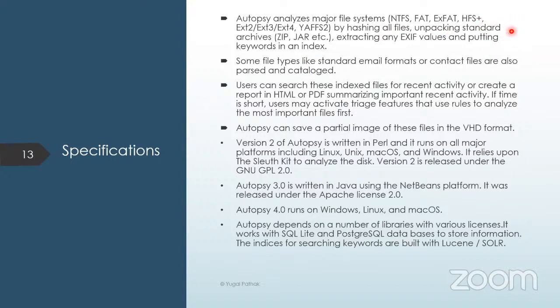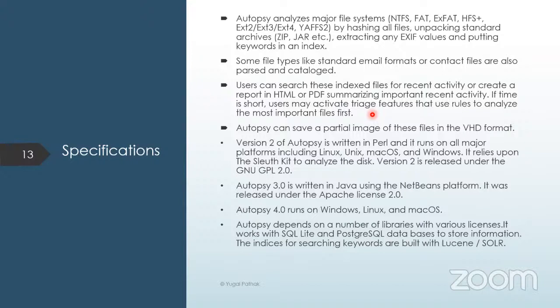Now it allows us to access all these file systems by hashing the files. Then it unpacks archives like zip, rar, and different archives. It also analyzes some standard email formats like EML. And then it helps you with the indexing of data. Now, what is indexing of data? Let me give you a little overview of it.